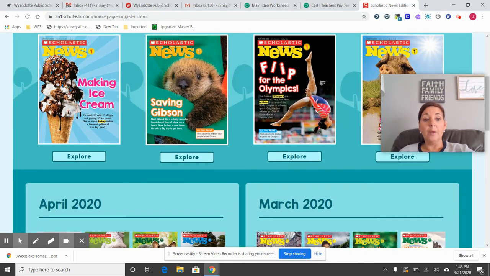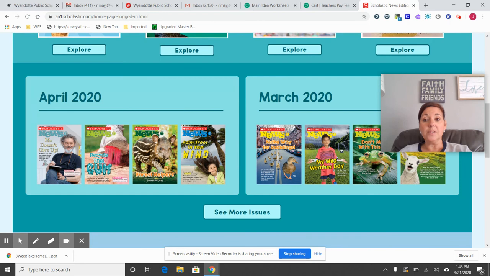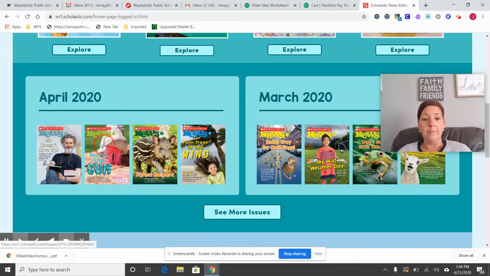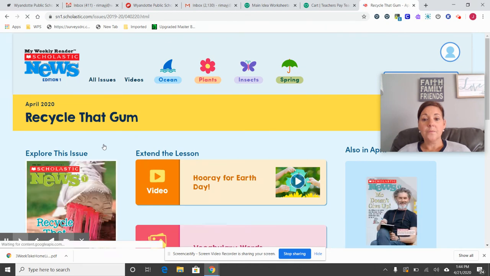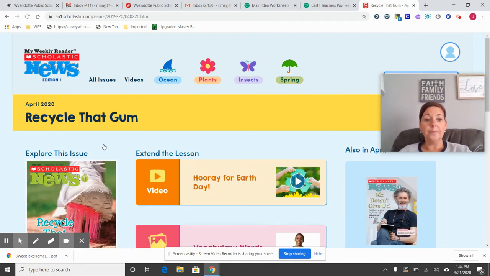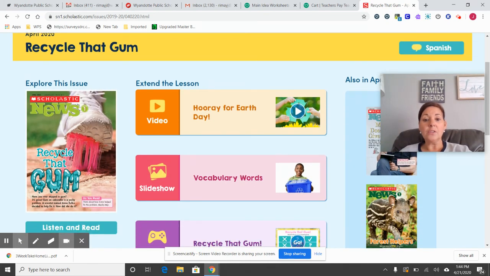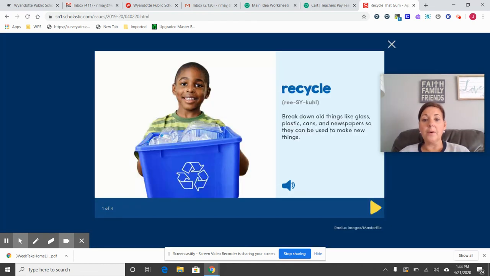So I'm going to scroll up here and we're going to go to April since we're still in April. I decided that we would read about Recycle That Gum. So we're going to click on that. And just like in class, the first thing we're going to go over are the vocabulary words, which are new words that are in bold that we'll see throughout the story. The first word is recycle, and here is our definition.